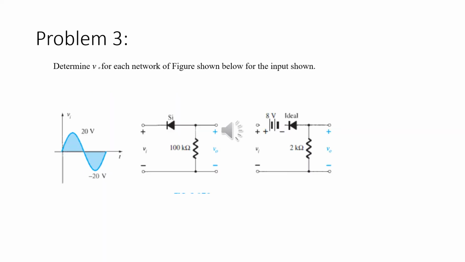We have another problem, problem 3, in which we need to determine the output waveform for the network shown below, for the input shown over here. So we have a 20 to minus 20 volts sine wave. We have a series clipper circuit. One is a biased clipper and one is an unbiased clipper. So we need to determine the output waveform for these two circuits separately.